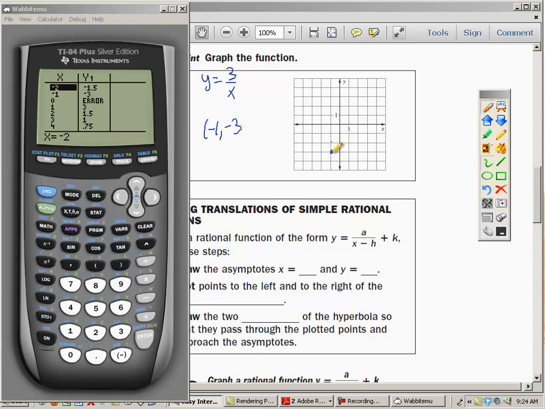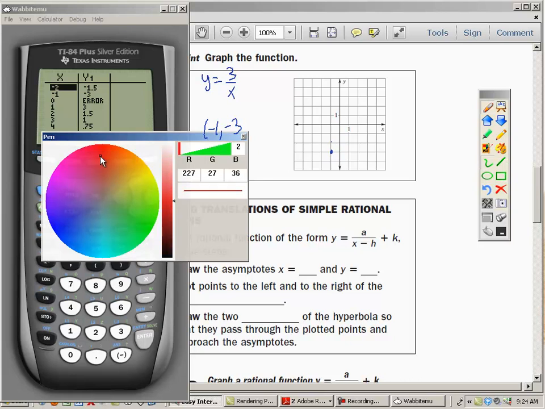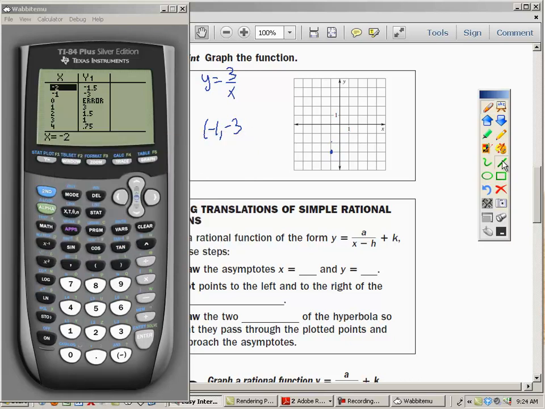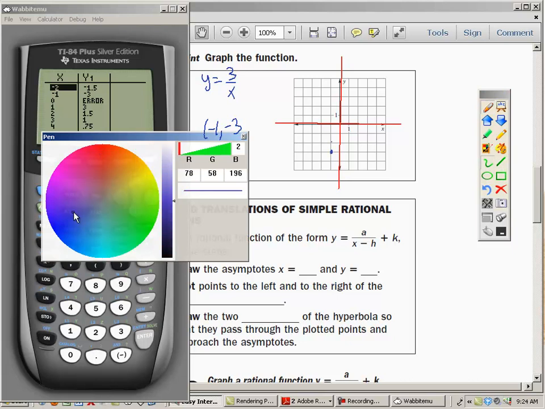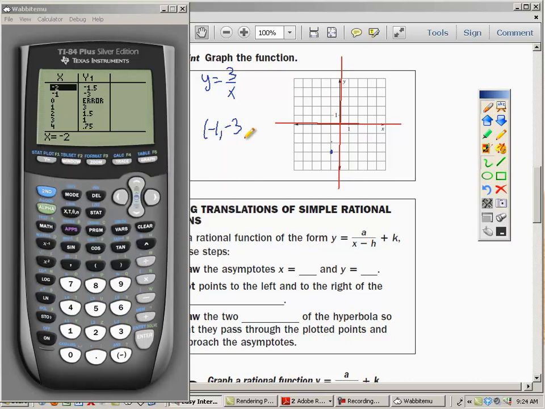So -1, -1, 2, 3. And I'm sorry, I probably should have drawn in the asymptotes. I'm going to pick a different color here, and I'm going to draw in my horizontal asymptote and my vertical asymptote. Sorry, I kind of missed the lines, but you get the idea, right? All right, so let's go back to my blue here, and let's plot our points. -1, -3 is -1, -3. -2, -1.5 is right in there someplace.